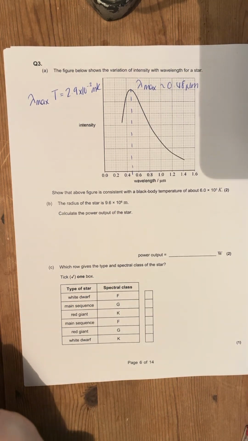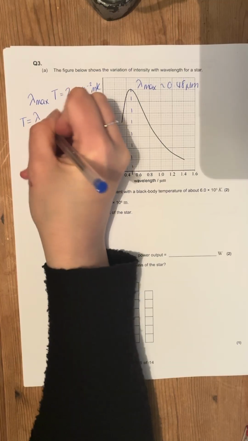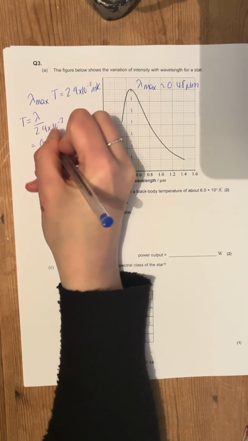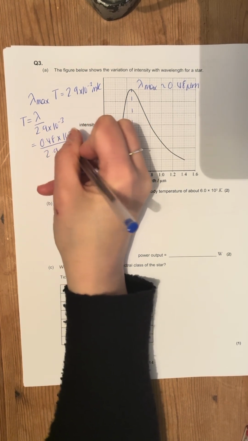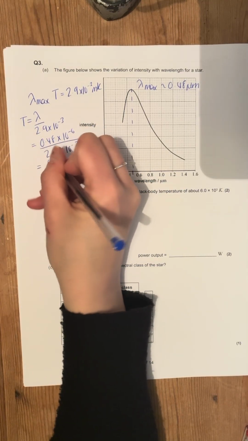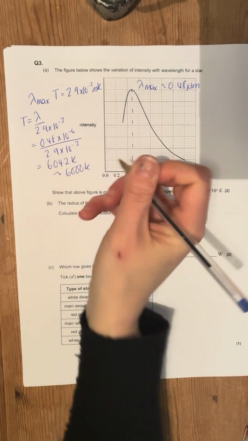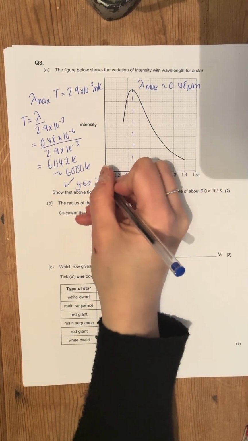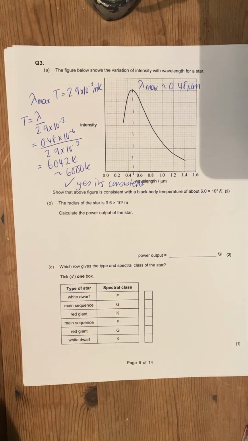0.47 is fine. Okay, so I'm going to say that temperature equals lambda divided by 2.9 times 10 to the minus 3, which is 0.48 times 10 to the minus 6 for micro, divided by 2.9 times 10 to the minus 3. And that gives you a temperature of 6,042 Kelvin, which is pretty close to 6,000 Kelvin. Therefore, yes, it agrees, and you have to say that, or it's consistent.